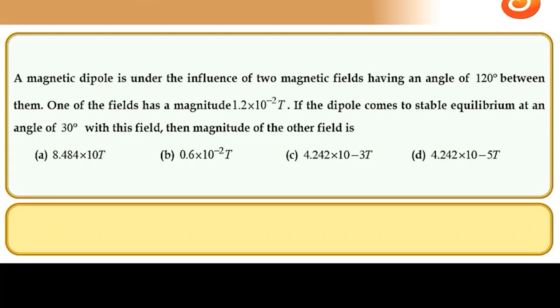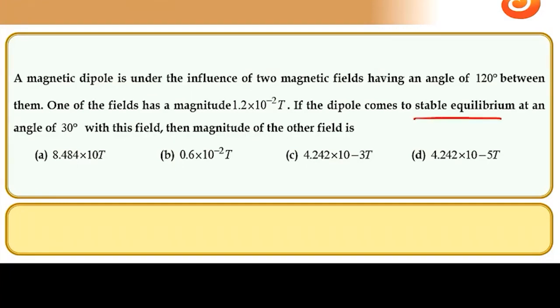17. A magnetic dipole is under the influence of two magnetic fields having an angle of 120 degree between them. One of the fields has a magnitude of 1.2 into 10 to the power of minus 2 Tesla. If the dipole comes to a stable equilibrium at an angle of 30 degree with this field, then the magnitude of the other field is.